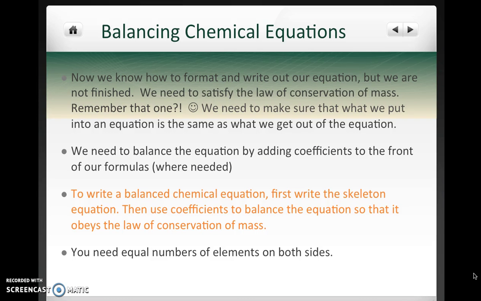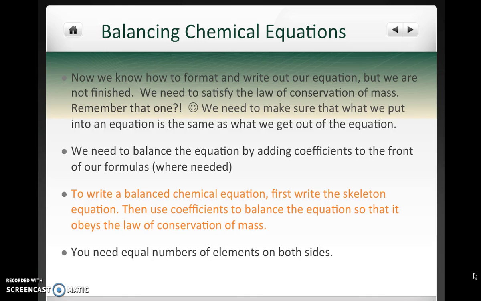All right, and now is the more complicated part, but also fun. We're going to balance chemical equations. So to balance a chemical equation, we start with writing the skeleton equation first. Then we need to balance all of our atoms on both sides by putting coefficients, or the lowest whole number that would balance the equation.